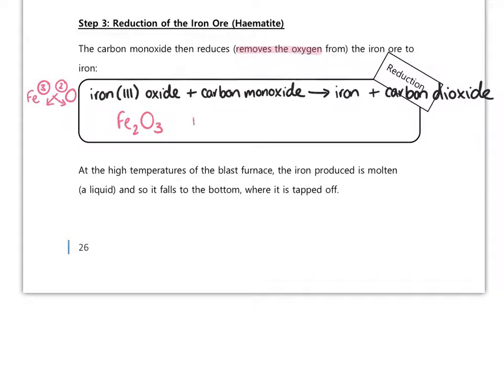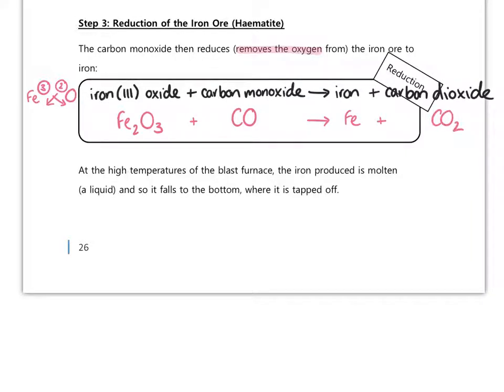Then we're adding in carbon monoxide. What's the formula of carbon monoxide? We saw it in step 2 above. It's just simply CO. Carbon monoxide means 1 oxygen. That's reacting to give us iron, which is Fe, plus carbon dioxide, which is CO2.